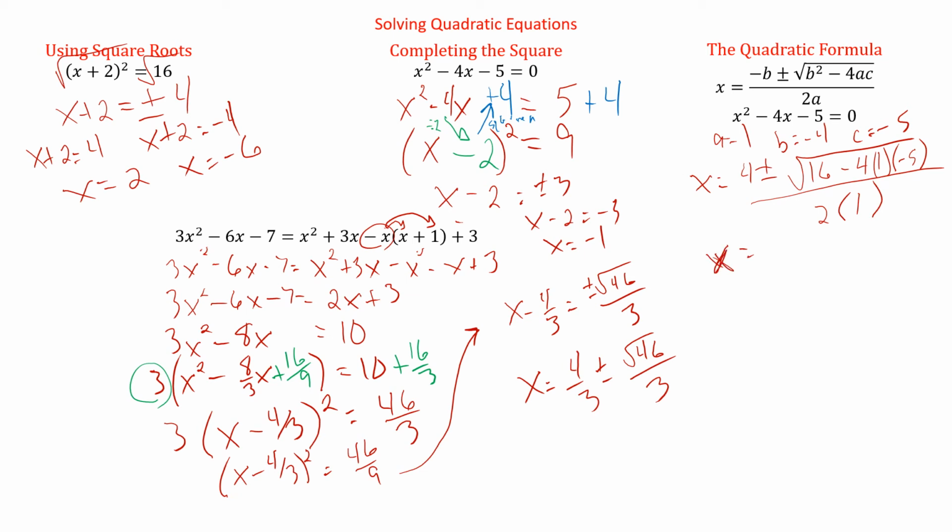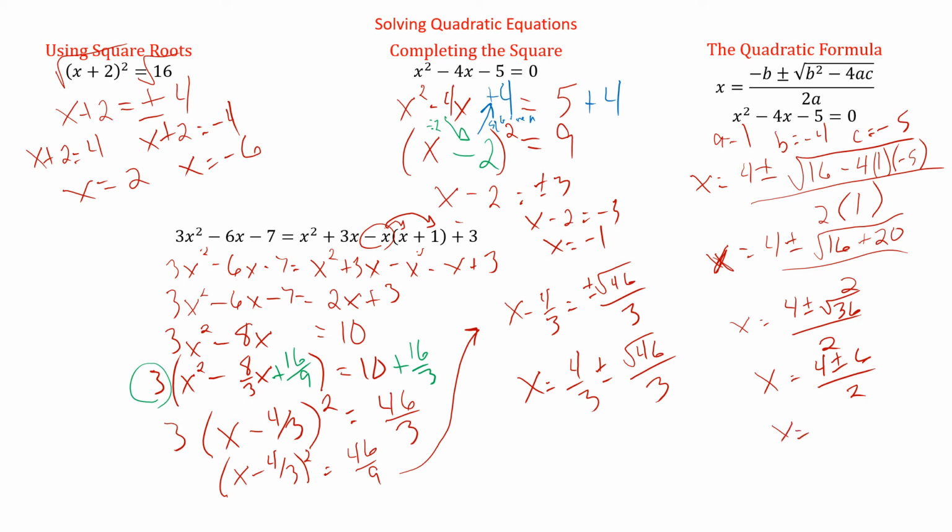See, the quadratic formula doesn't take thought, it takes computations, whereas factoring takes thought. With the quadratic formula, there's no thought, but the computations can be long and obnoxious. So we have 4 plus or minus the square root of 16, and then negative 4 times 1 times 5 is 20, so plus 20, over 2. X equals 4 plus or minus the square root of 36 over 2. X equals 4 plus or minus 6 over 2.